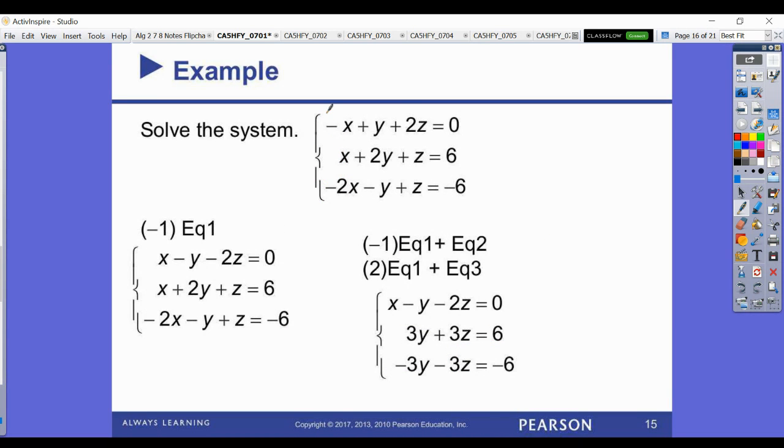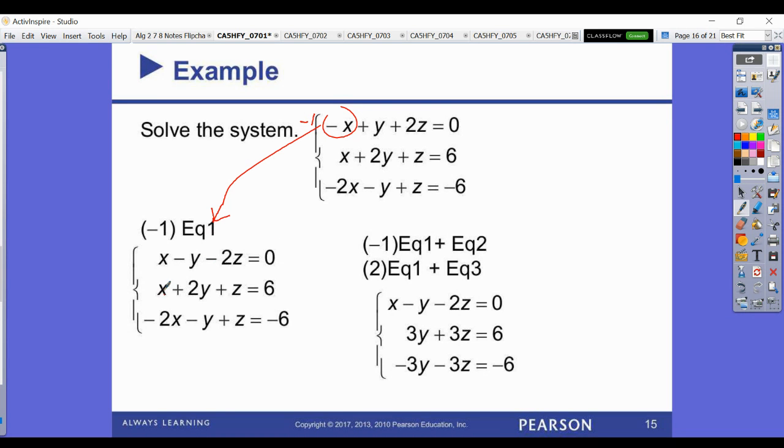Here's another one. You can't always tell by glancing. They don't look like they're exactly the same or anything, but maybe. So let's just start them out. First of all, I want to get a 1 in this spot. I could swap these equations. I think what they did this time is just multiplied equation 1 by -1. This notation right here, they're telling you what they did. So they just took that first equation times -1 and rewrote it.